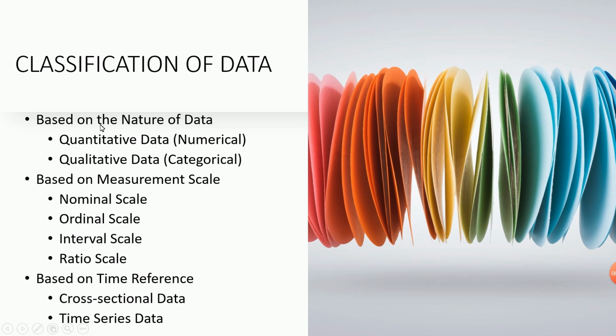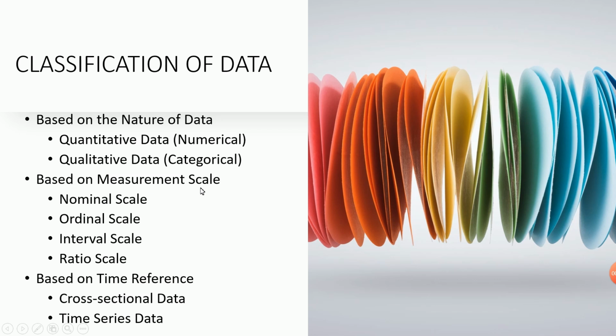First is based on the nature of data. Based on the nature of data, I am classifying it as quantitative or qualitative. Quantitative means numerical, qualitative means categorical. I told you that in our exam, only quantitative, that is numerical data, will be available to us. But qualitative data is where I am categorizing based on skin color or gender. So that is qualitative data.